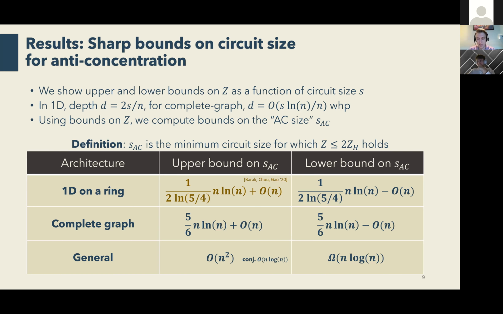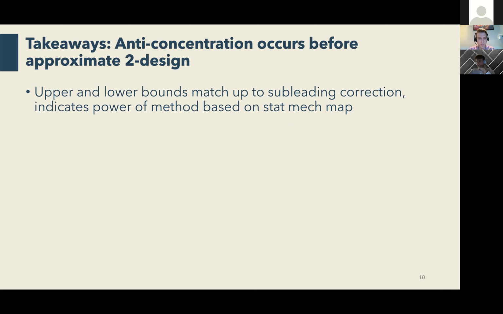Okay, so that's the results. What are the takeaways? For me, there's a couple of takeaways. First of all, the fact that the upper and lower bounds match even up to this constant prefactor indicates that this StatMech method that I'll explain later is quite powerful and perhaps motivates trying to find more problems to apply it to, where we might be able to generate sharp bounds like this.